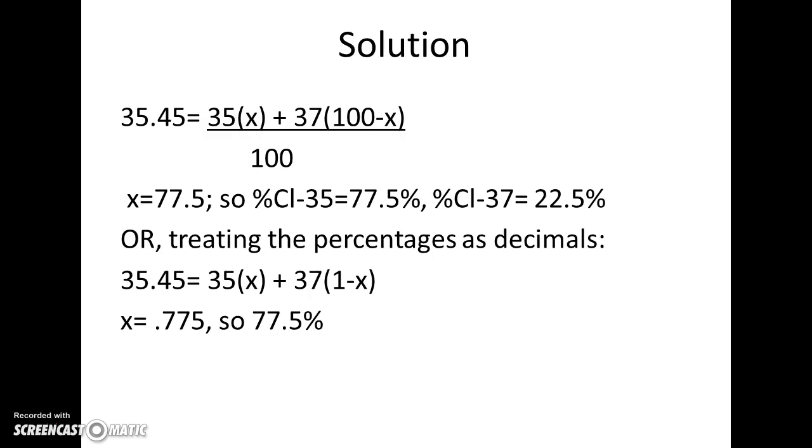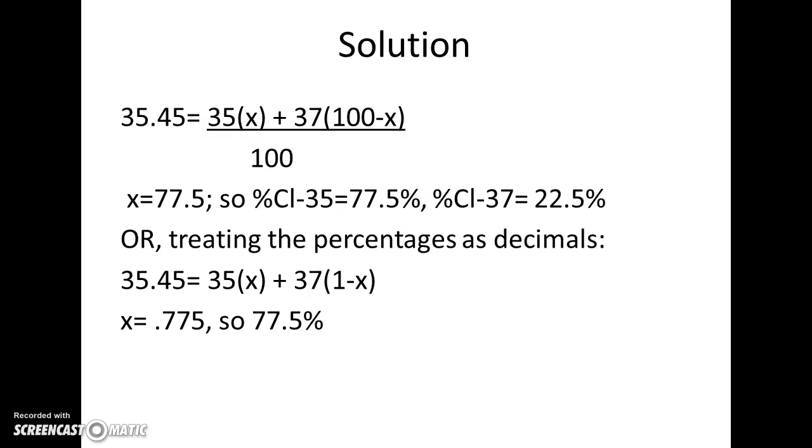Okay. There's 2 ways you could have set this up. You want to set it equal to the average, 35.45. Now, if we say that X is equal to the abundance of chlorine 35, then the abundance of chlorine 37 must be 100 minus X, right? Because the percentages have to add up to 100. If you were to set it up this way, you would find that X was equal to 77.5. So the percent of chlorine 35 was 77.5%, and the percent of chlorine 37 was 22.5%.